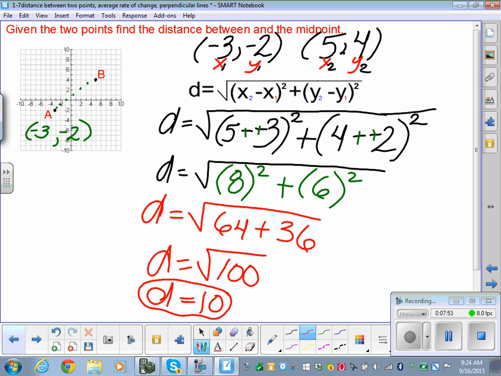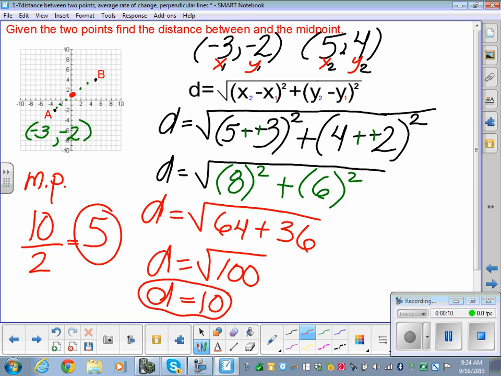Oh, yeah, let's find the midpoint. All right, so the midpoint would be halfway between, right? Right there. So we know the total distance is 10. So what would the midpoint be? 5, because you'll take your total distance 10, divide it by 2. Thank you for reminding me to not forget the midpoint. So we know our midpoint's at 5. Does that make sense? Okay. Very good. Very, very good. Here we go. Moving on.